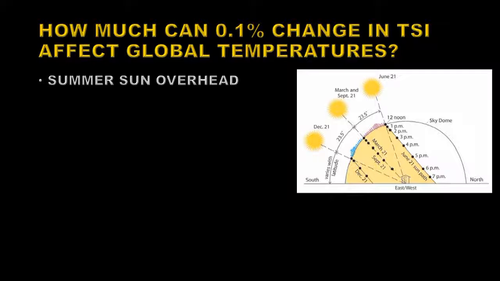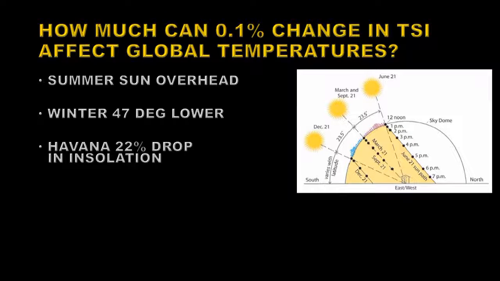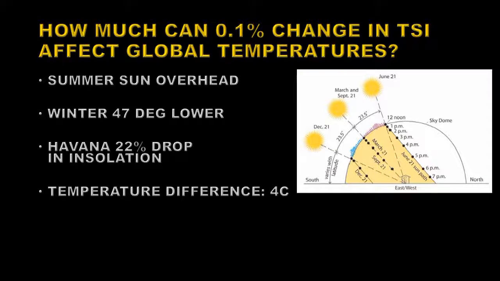Let's take a city with the sun overhead at the summer solstice. This would be with the sun on the Tropic of Cancer, and one such city is Havana, Cuba. In the winter, the sun is going to be 47 degrees lower in the sky. So you can work out that because of the change in angle, there will be a 22% drop in insolation in Havana. All we then need to do is to look up the difference in temperature between the summer and winter time in Cuba, and that difference is about 4 degrees centigrade.